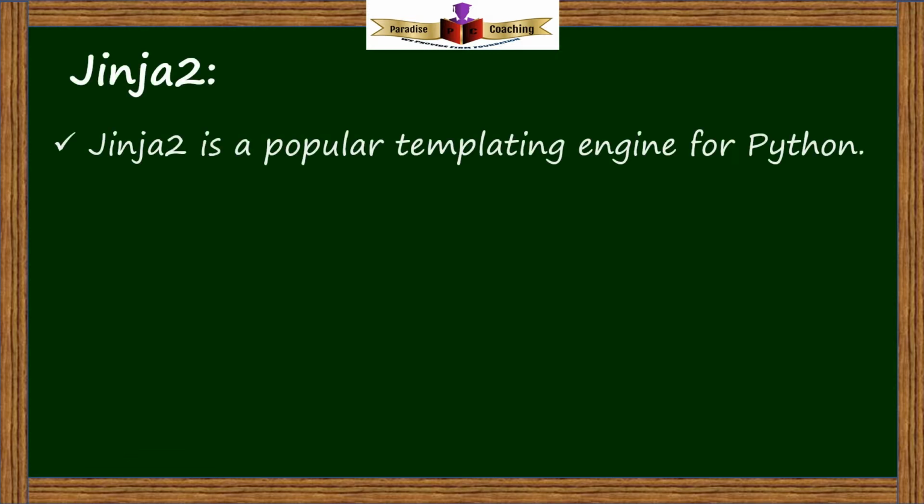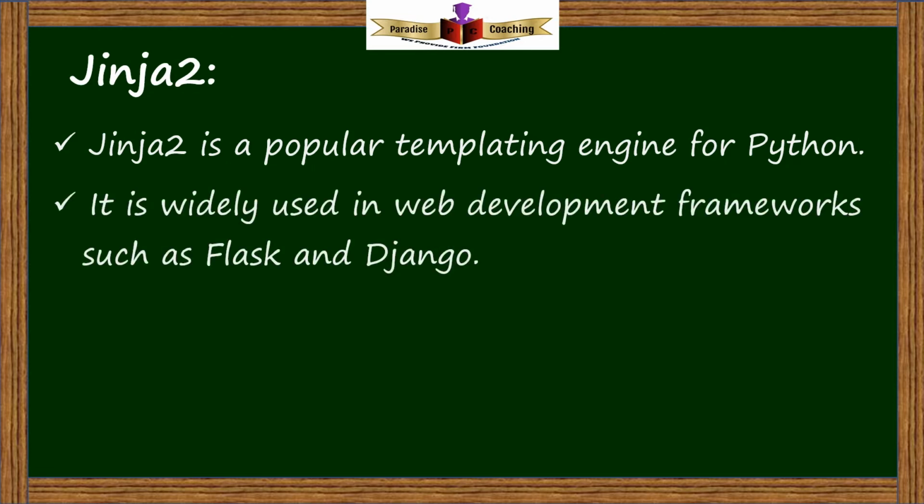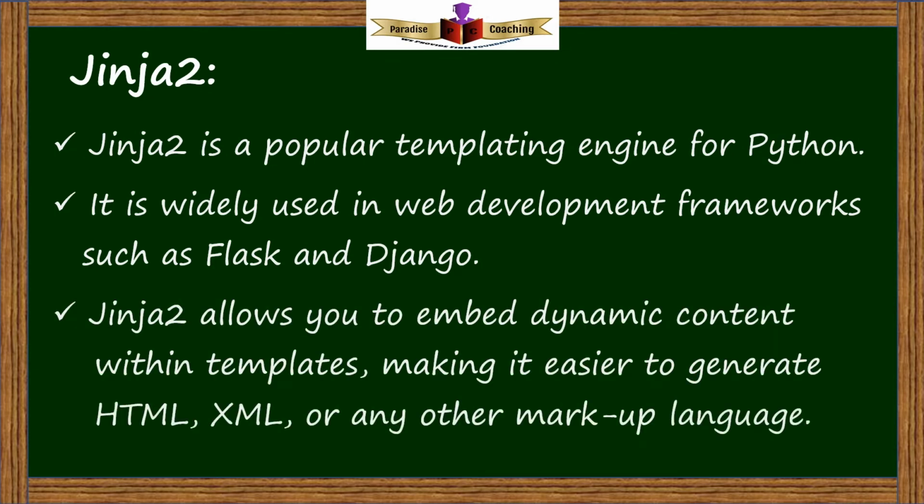Jinja2 is a popular templating engine for Python. It is widely used in web development frameworks, such as Flask and Django. Jinja2 allows you to embed dynamic content within templates, making it easier to generate HTML, XML, or any other markup language.